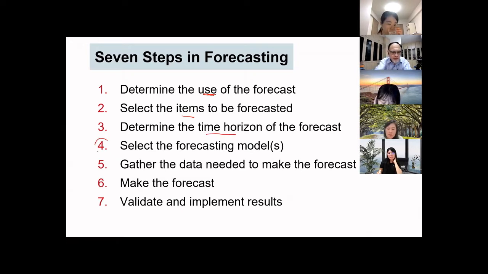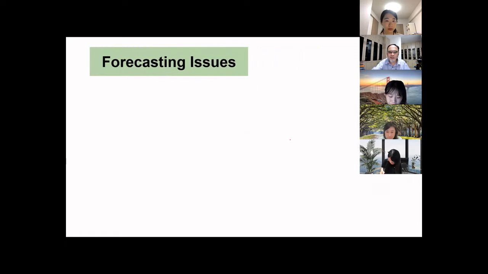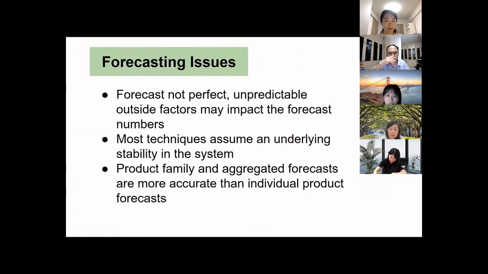And select the forecasting model. My main talk, my lecture for you, is forecasting models. What kind of forecasting models are there for demand forecasting? Gather the data, that is something we need to do, and then make the forecast and validate and implement the results by checking the accuracy of our forecast. So the model can change. The model is not fixed. It's dynamic. Business is dynamic. Business is not static.